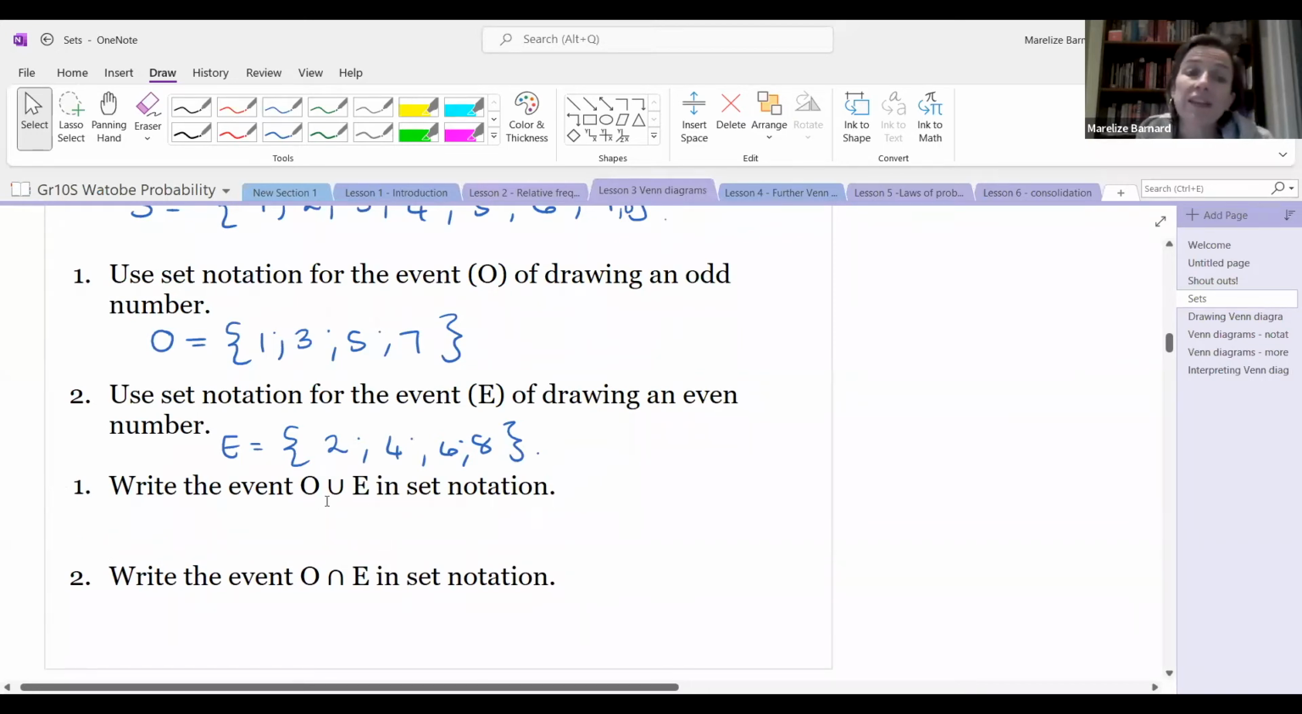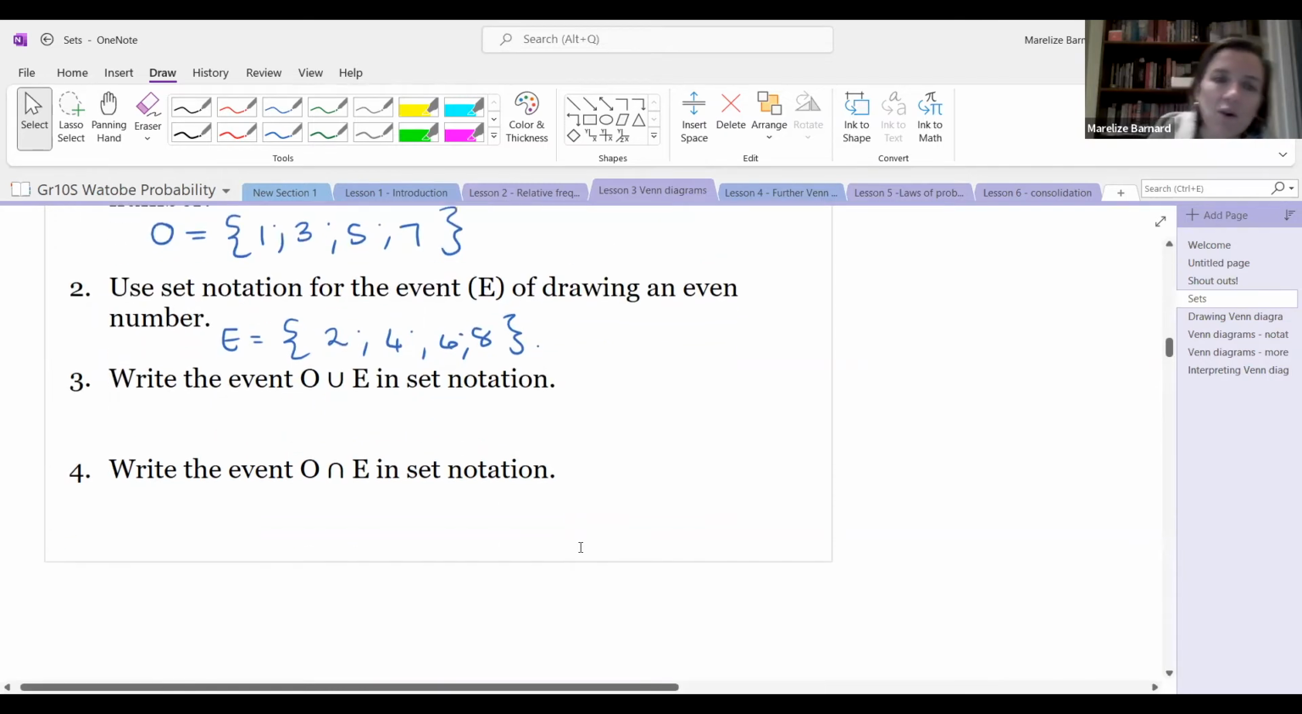Okay, now, next question. Let's see who understood. Write the event O union E in set notation. Who can translate that for us into plain English? What is this actually asking for? Boniwe is saying it's or. That's right. On your boat with your oar, and it's making that O union E. Everyone very fancy with their nice mathematical language.